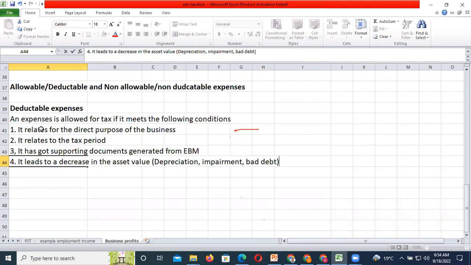Yes, Mans. Hello, Mans. The microphone is open. So if there is a supporting document and there is no EBM, that one is not allowed. As long as the invoice is not from EBM, that one is not allowed for tax.